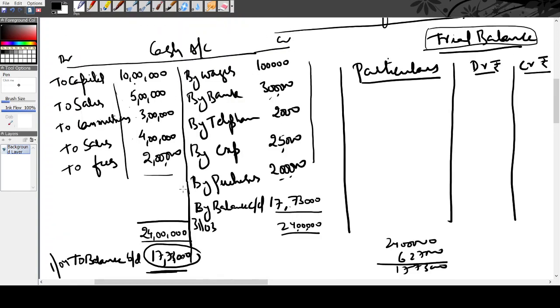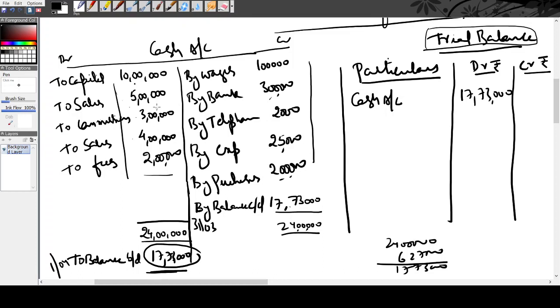Now how to show this amount in the trial balance? What I'm going to do is go to the trial balance. I'm going to write cash account, debit side 17 lakh 73,000. Why am I writing it on the debit side? Because in the cash account the debit side was higher than the credit side by 17 lakh 73,000.